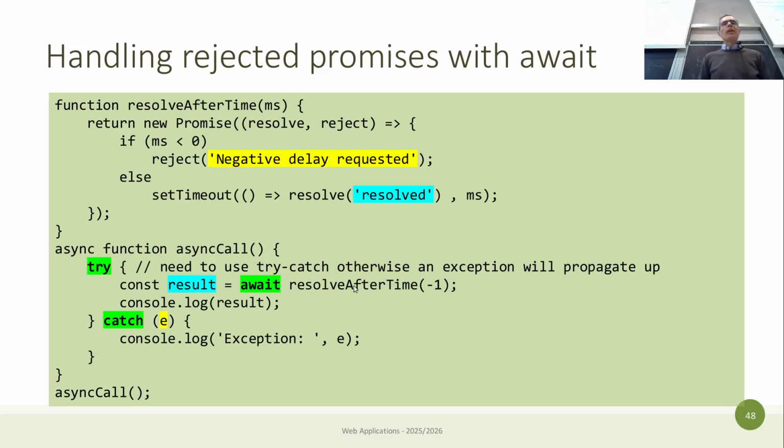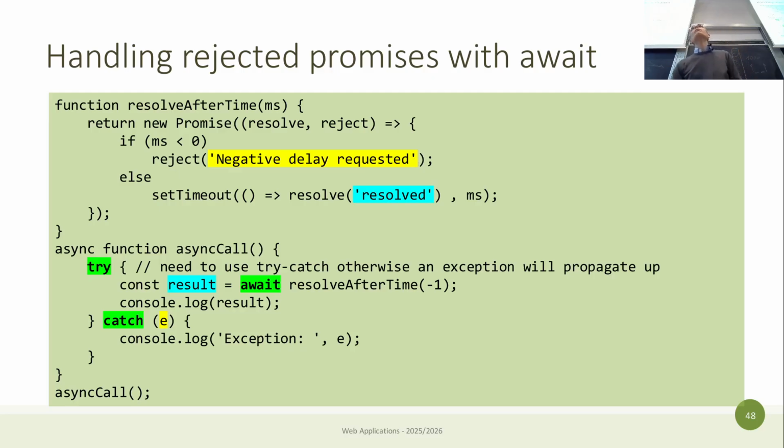Handling rejected promises with await. I already told you, you handle it as an exception. So you need to surround the await with a try catch, and use JavaScript syntax for try catch. In catch, you define a variable, and this variable contains the exception. That is basically, in this case, the string that has been put into the rejected promise.